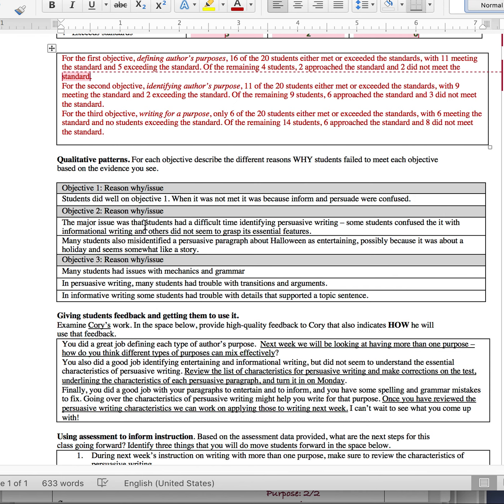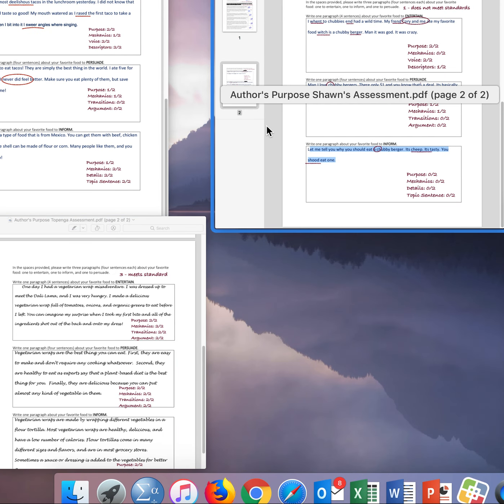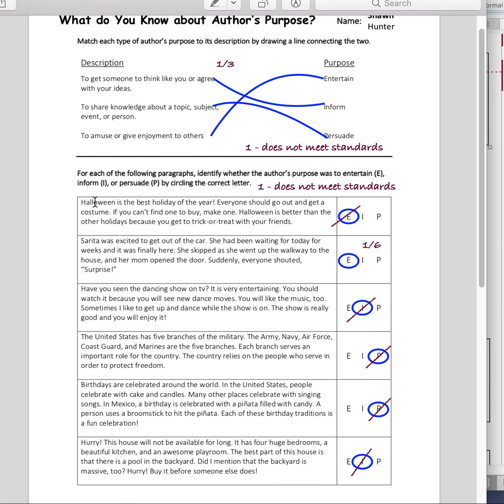Objective 2 then, I again see this issue trying to figure out what persuasive writing is about. Some students confused it with informational writing, and others did not seem to grasp the essential characteristics, meaning Corey. And again, he is representing a third of the students. I also found that if Corey and Sean are representing 2/3 of the class, they both chose this first paragraph about why Halloween is the best holiday in the world. Both of them pick that as entertaining when it's supposed to be persuasive.